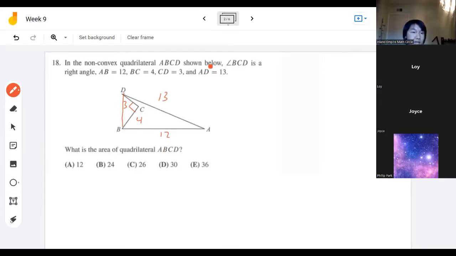Do you guys understand this kind of stuff? It's like the difficulty level of this, right? Okay, never mind. So we're gonna solve for side BD first, okay?